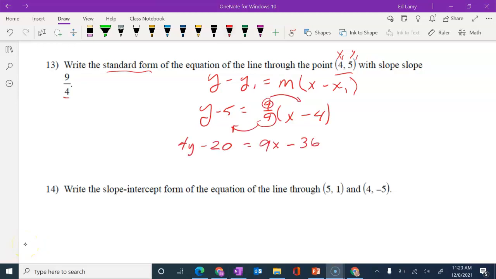That gets us here. And now we want to subtract 9x from both sides. Add 20 to both sides. 16. And lastly, we want that first term to have a positive coefficient. So divide everybody by -1. Positive 9x, -4y, positive 16. We'll do it.